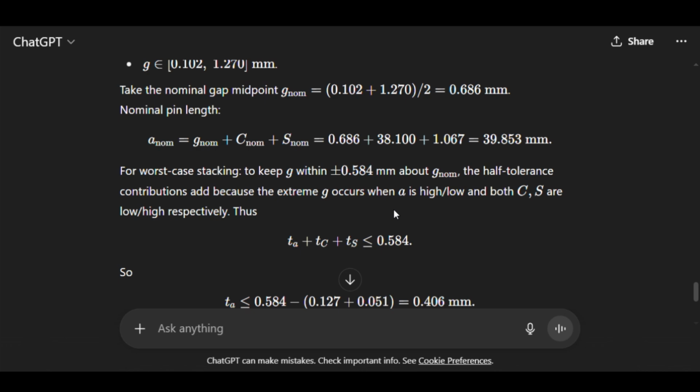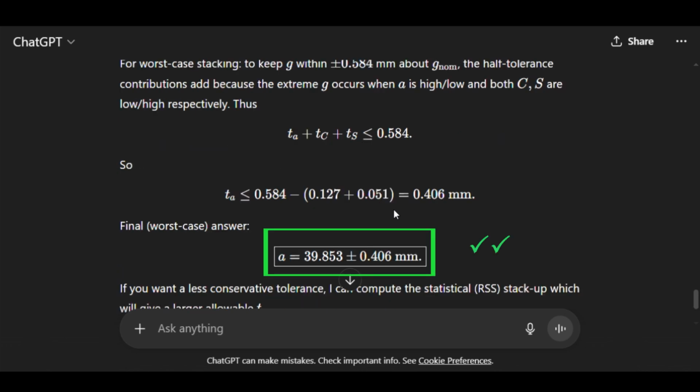So this is the final answer after twice trying to correct its interpretation of the geometrical relation between components. At the end, the GPT gets the correct answer. Okay.